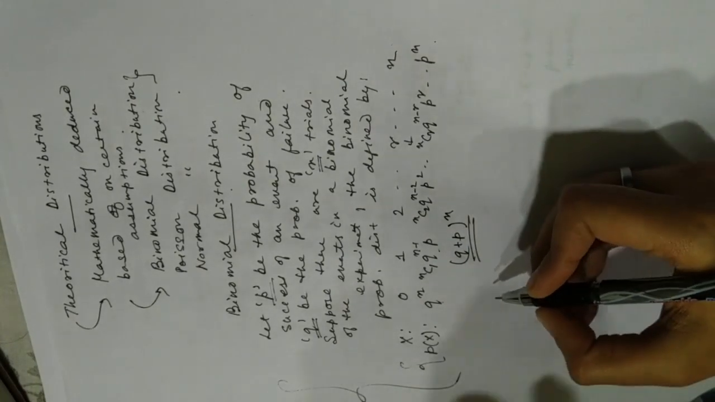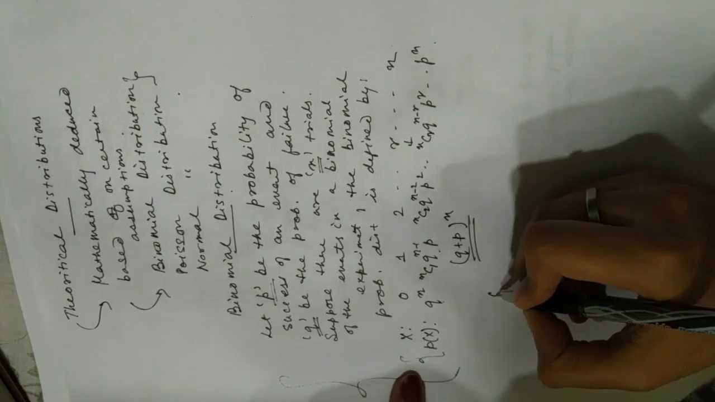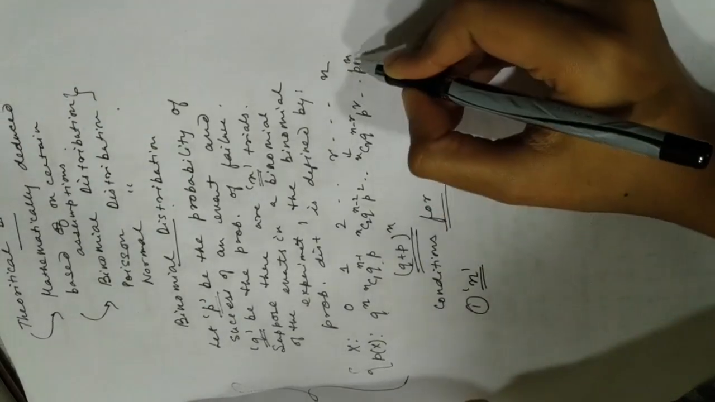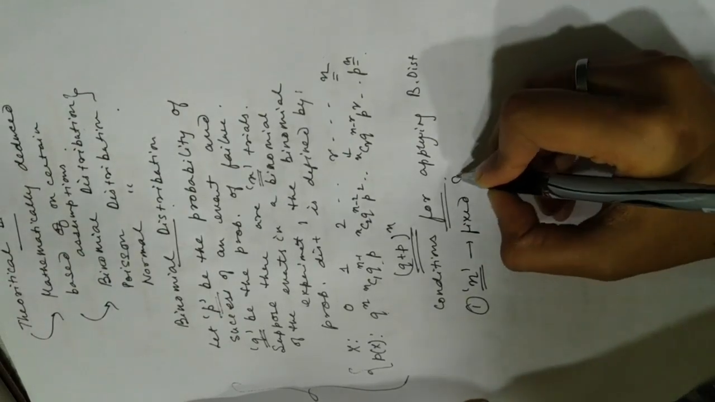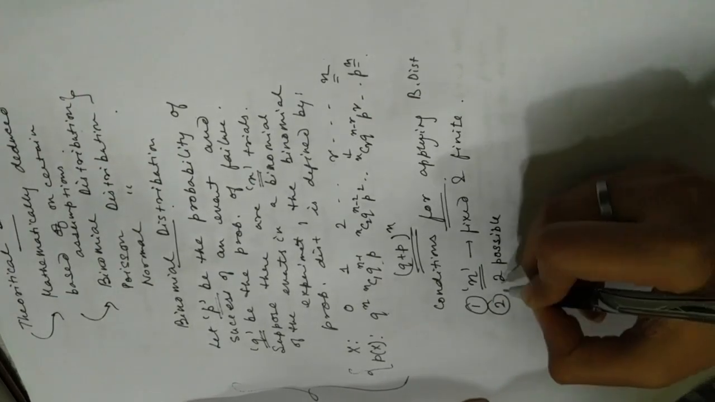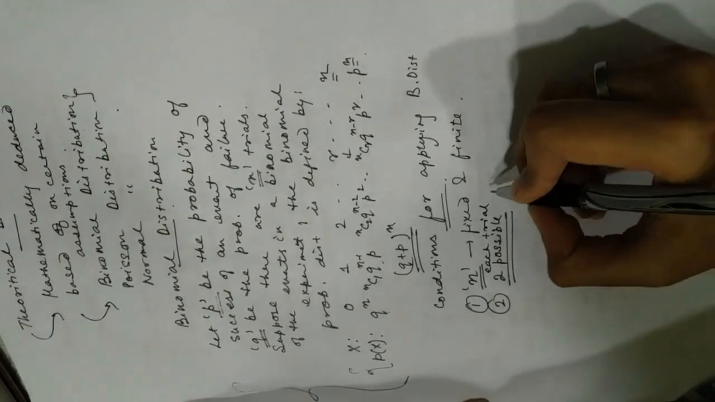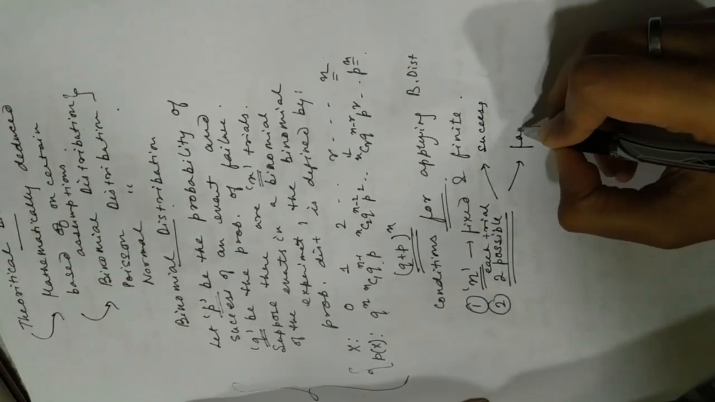So when do these binomial distributions occur? Certain conditions need to be fulfilled for binomial distribution to work out. These are the conditions for applying binomial distributions. The first is that the number of trials needs to be fixed, that is n. The number of trials needs to be fixed and finite. The second condition is each trial will have only two possibilities, either a success or a failure. Only these two possibilities each trial can have.